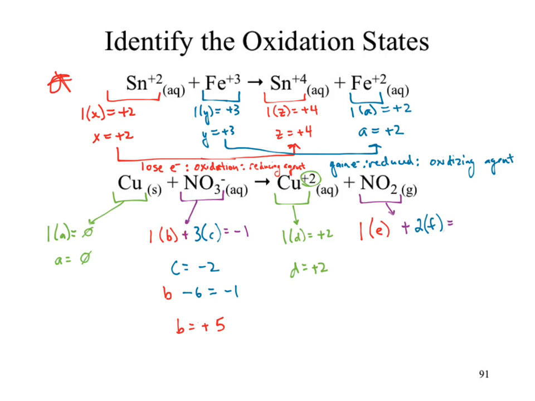The final product, NO2, 1E plus 2F equals 0. There is nothing written in the upper right hand corner, so it is a 0. F, by definition, is -2. I can substitute in E minus 4 equals 0. E equals +4. If we go through to evaluate, what happened to our oxygen?